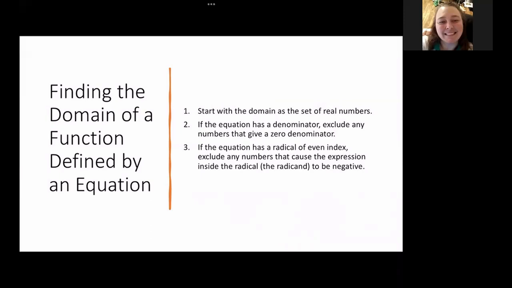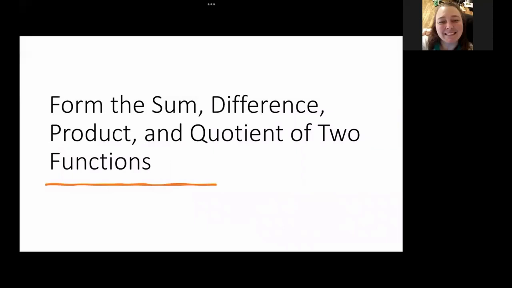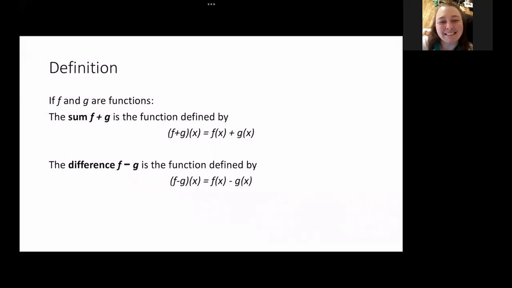So we showed you an example first, and then we went to the definition, but hopefully you understand the concept. So let's move on to the next, the sum, difference, product, and quotient of two functions. Let's look at the definition first. If f and g are functions, the sum f plus g is the function defined by (f plus g)(x) equals f of x plus g of x, okay? Now notice where that addition sign is. It's in the function portion, not the variable portion. The x is the variable, the f is the function.